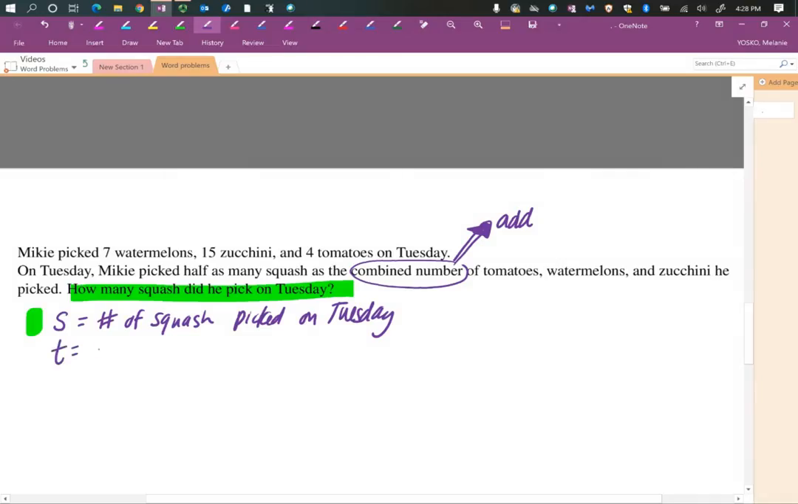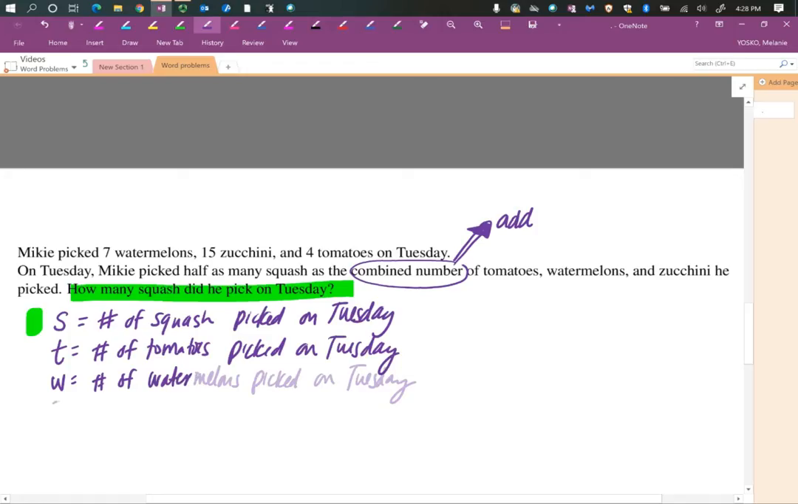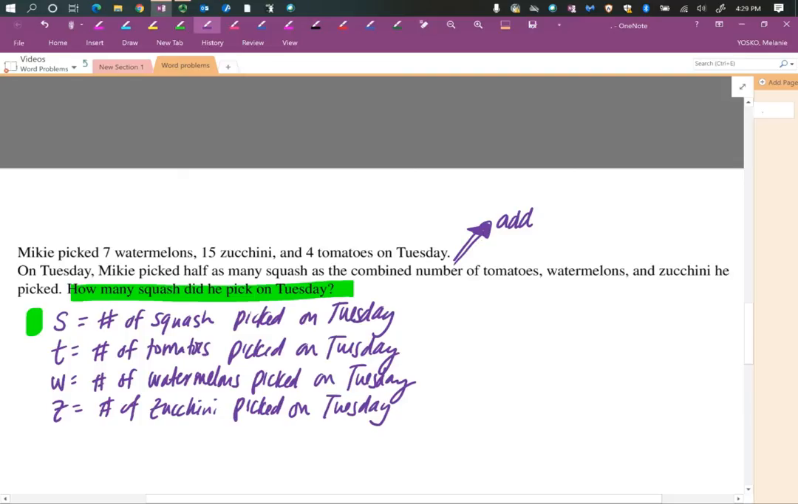So let's let T be the number of tomatoes, W is the number of watermelons, and Z is the number of zucchini. So let's do a piece at a time. Combined number of tomatoes, watermelons, and zucchini. So this part of the problem means number of tomatoes plus the number of watermelons plus the number of zucchini. Do you see I'm using these variables right here? Okay, that's what this piece in yellow means.